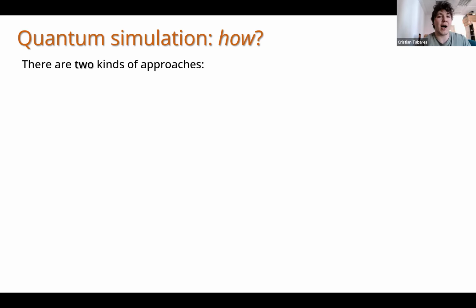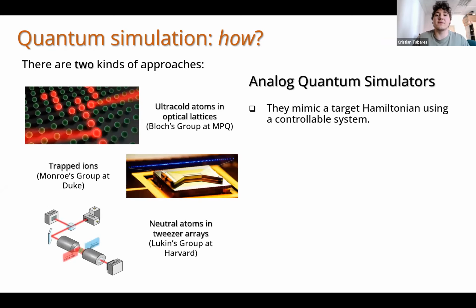But now we may wonder how we can do it. How is it possible to perform quantum simulation? In general, in the literature, there are two different kinds of approaches, and we usually establish this difference. First, we have the analog quantum simulators. I'm sure that most of you already know about them. The idea is that we mimic a target Hamiltonian that we want to study using a controllable system. Examples of these platforms are ultra-cold atoms in optical lattices, for example the ones by Bloch and Zürich, also trapped ions, or neutral atoms in tweezer arrays.